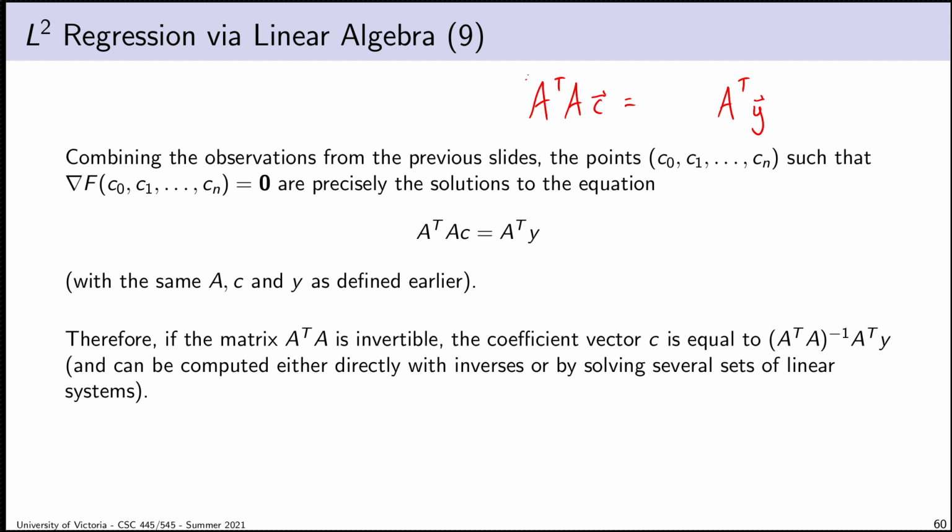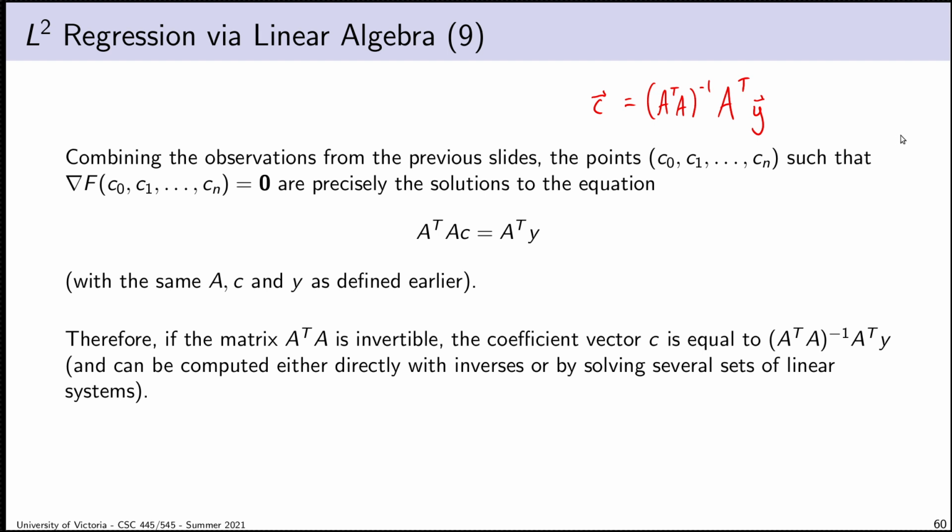And I mean, this is a matrix, so what I could do is try multiplying both sides by the linear algebraic inverse of A transpose A. So I end up with this. And then this and this cancel each other out, and so I end up with c equals this.